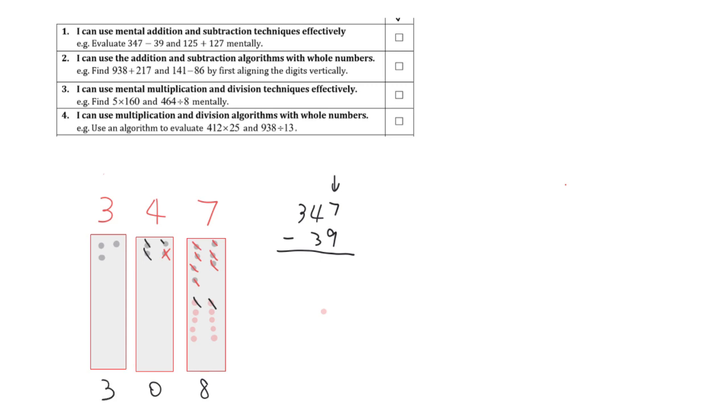So the answer is 308. If you are not quite sure how to use column subtraction or addition effectively, you can draw a picture. Remember what we talked about, drawing pictures can be really useful. We can also use counters, but it's probably quicker to draw a picture. Okay, so now let's look at the next question.